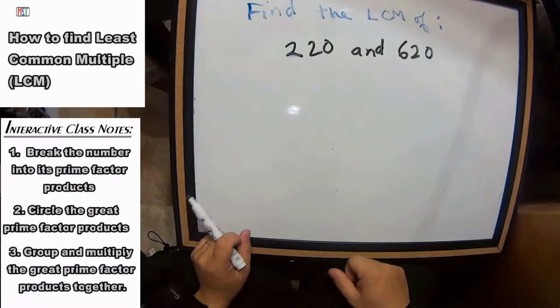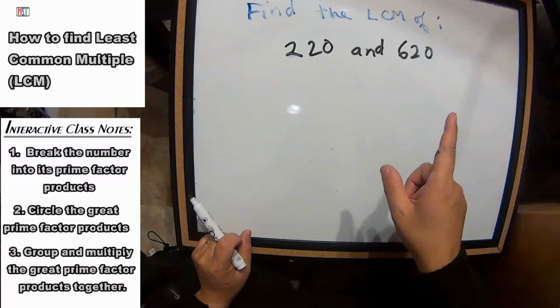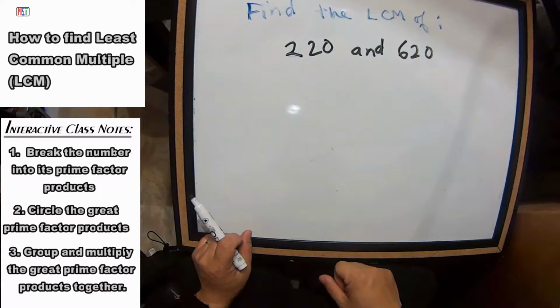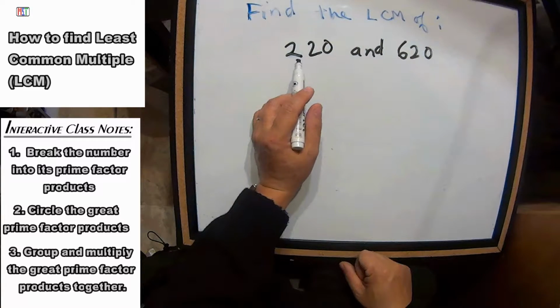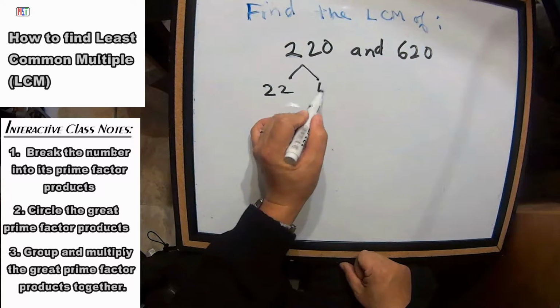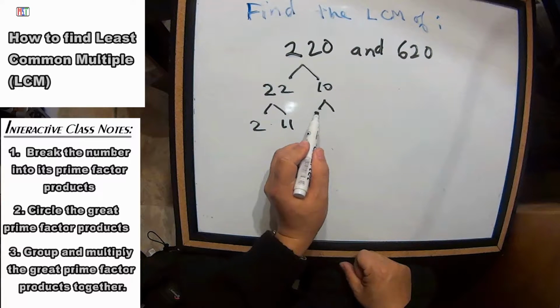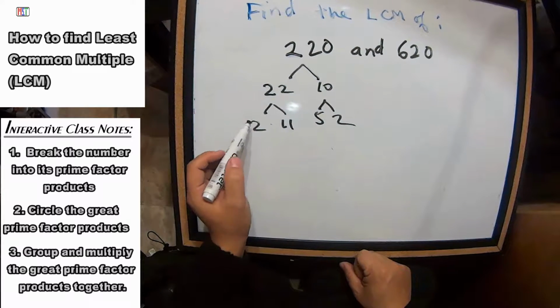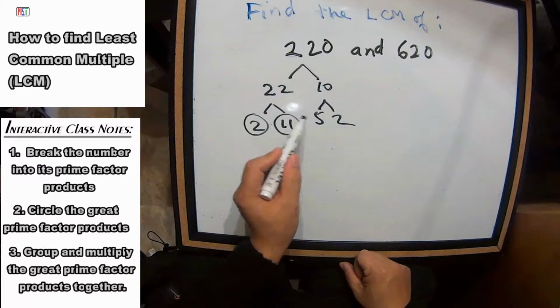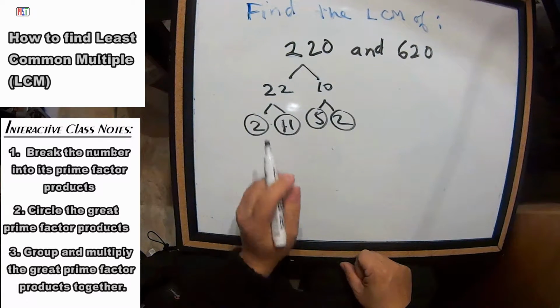Alright, let's do another 2 numbers. So we have 220 and 620, and let's find the lowest common multiple of these 2 numbers. Let's break this down. Remember, the first step is to break down to its prime factors. There we go. So the prime factors for 220 are 2 times 2 times 5 times 11.